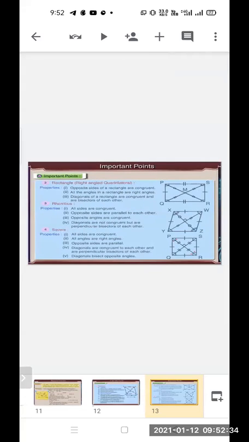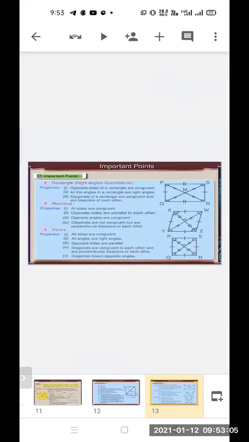Next we have learned the rectangle, or we can say a right-angled quadrilateral. Properties of a rectangle: opposite sides in a rectangle are congruent, and also we have studied that all the angles in a rectangle are right angles, and diagonals of a rectangle are congruent and they are bisectors of each other. Diagonals are congruent in a rectangle.